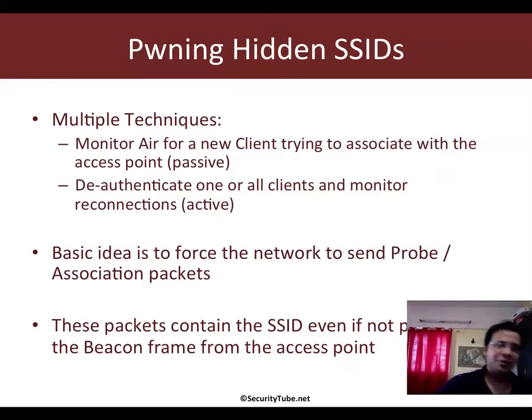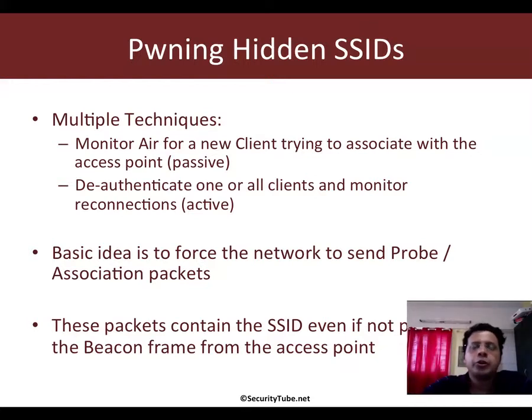Okay, so let the games begin. Pawning hidden SSIDs. Multiple techniques can actually be used, and here is the whole solution to the problem. Well, hidden SSID just tells you that there is no SSID being broadcasted in the beacon frame sent out by the access point. However, the probe packets, request responses, and association packets actually contain the SSID. And they really cannot be masked because those SSIDs are required for an actual legitimate connection to happen.